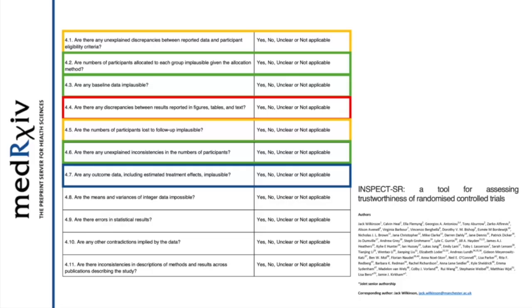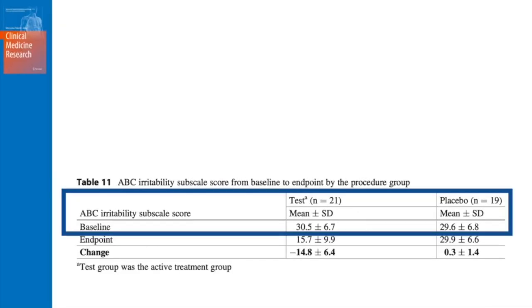Next test. Are any outcome data, including estimated treatment effect, implausible? So now you will have to look a little bit at the data. The main outcome was the ABC irritability subscale. It was a change from baseline to endpoints. And we will look at this data.